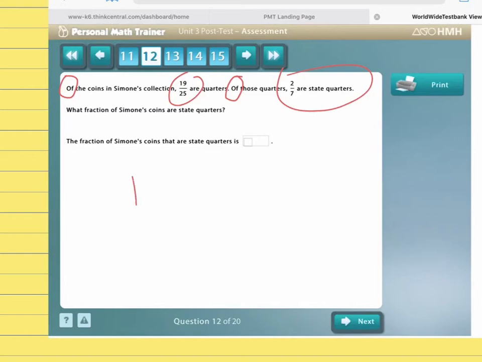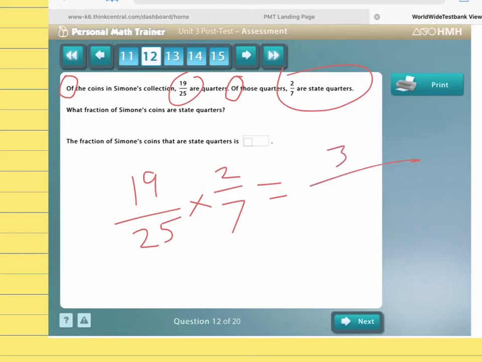So you start off with your original amount, 19/25, and you multiply that by 2/7 because it's "of." In this case, you cannot simplify. I don't see any common factors, so we multiply straight across, and you get 38 over 175, I believe, and so 38/175 of the coins are state quarters. This is a very odd number, but I believe that is correct.